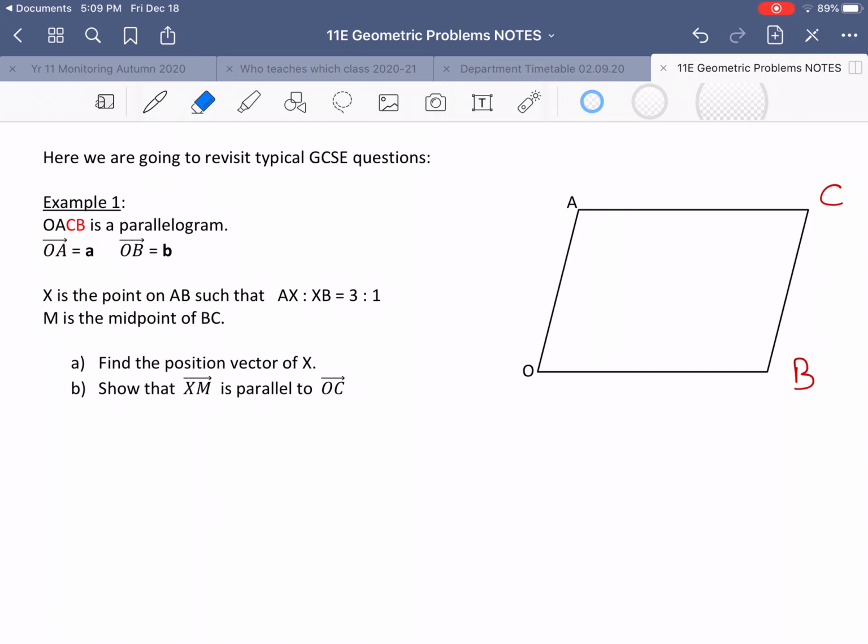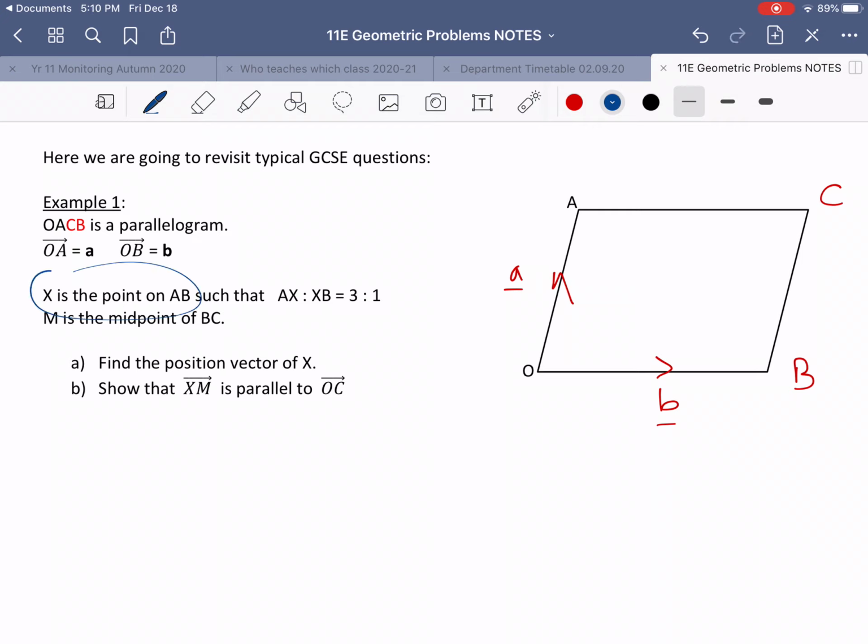So we are told that O to A is A, so that there is A, and we're told that O to B is B, and that there therefore is B. Now X is the midpoint, it's not the midpoint, that's a mistake. X is the point on AB such that the ratio of A to X to X to B is equivalent to the ratio of 3 to 1.